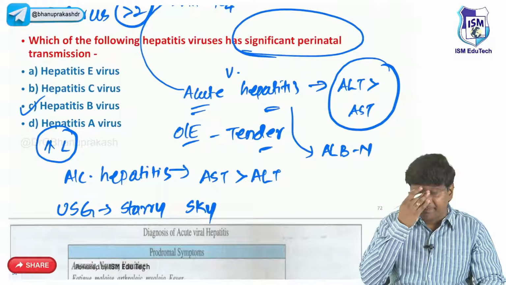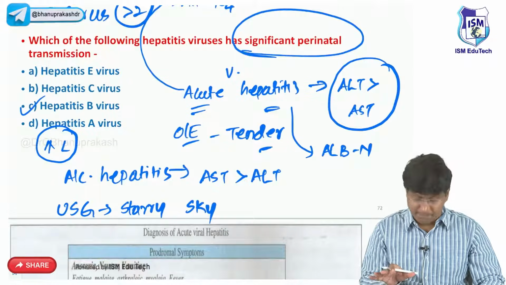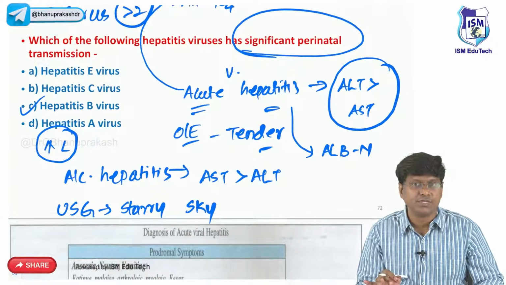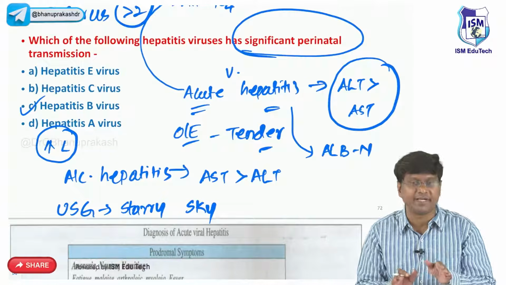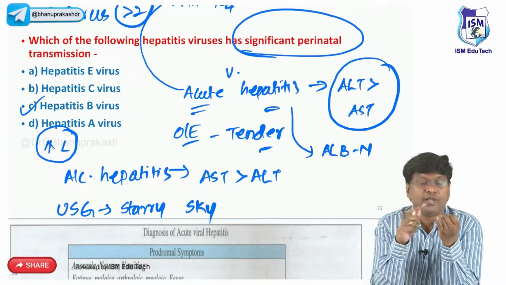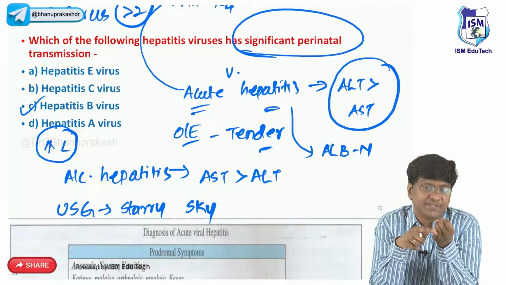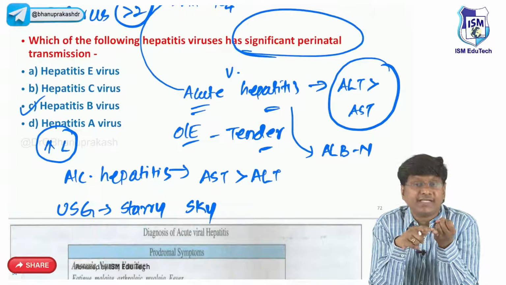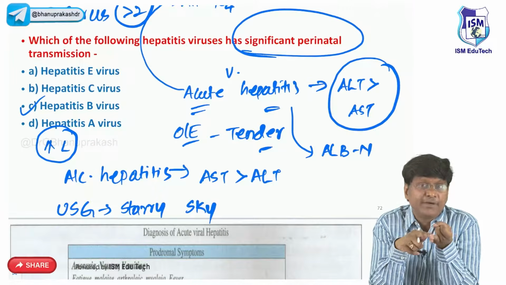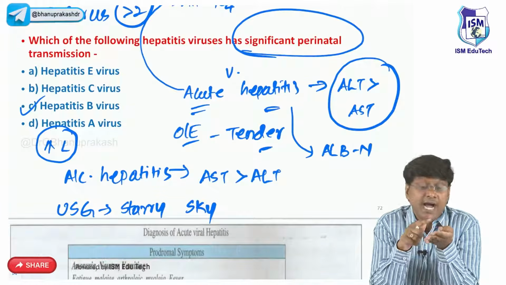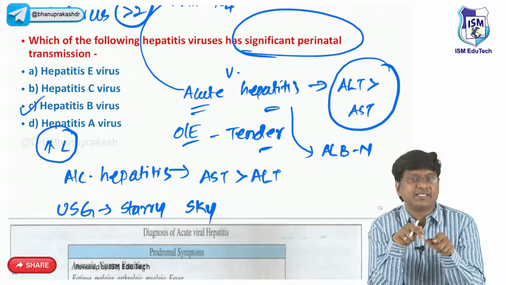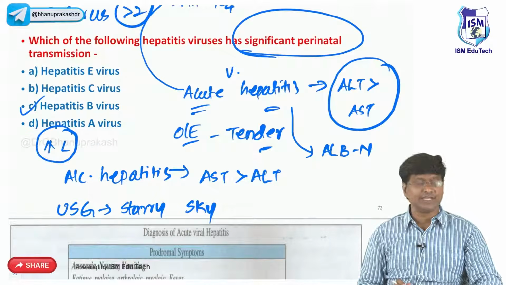Showing starry sky appearance. But this particular starry sky appearance is not seen only in viral hepatitis. Where all can you get starry sky appearance? Lymph node biopsy showing starry sky appearance, you can get this in Burkitt's lymphoma. Kidney biopsy showing starry sky appearance, you get this in post-streptococcal glomerulonephritis. CT head showing starry sky appearance, you get this in neurocysticercosis. Ultrasound abdomen of the liver showing starry sky appearance, that will be viral hepatitis.